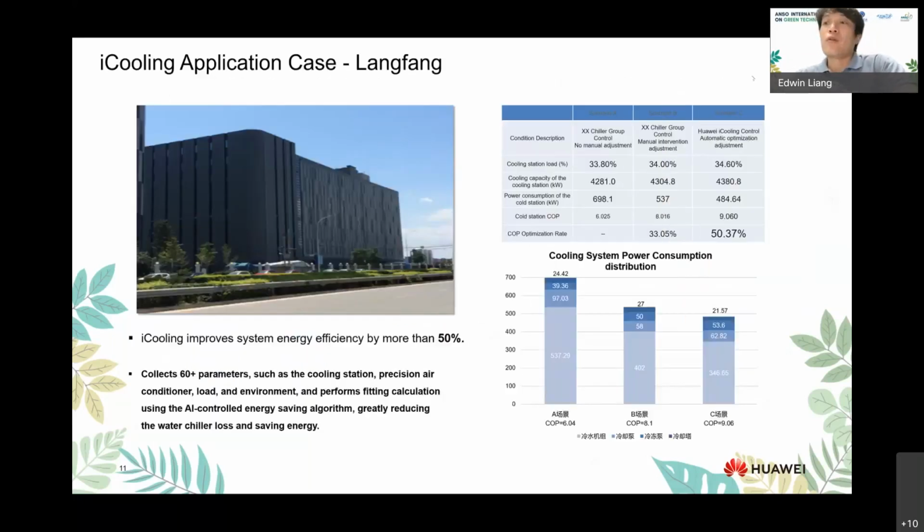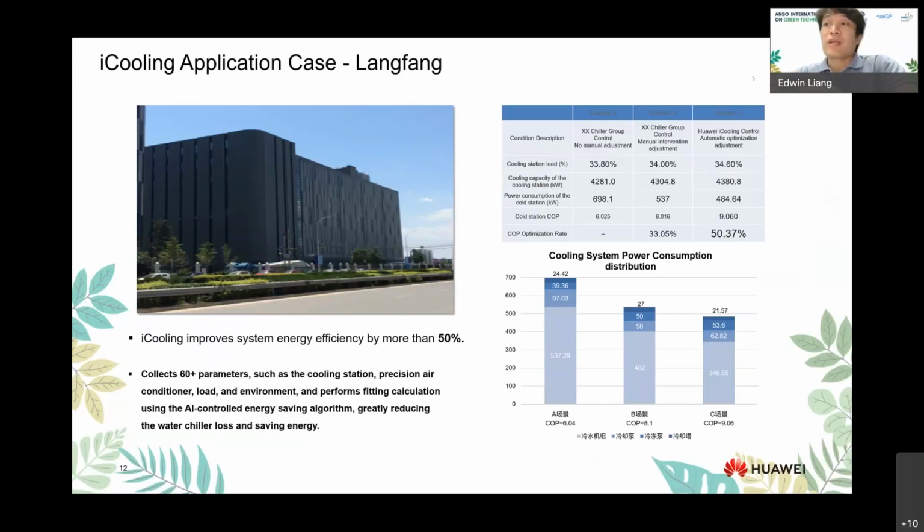Before we can apply all these technologies and platforms mentioned above to our green society, we have to make sure the technology itself is environmentally friendly. So we applied the so-called iCooling AI algorithms in the data centers we built across the world. By collecting more than 60 parameters, such as cooling station, precision air conditioner, load, etc., in real time, we are able to perform an AI-controlled energy-saving algorithm to greatly reduce the water chiller loss and save energy.